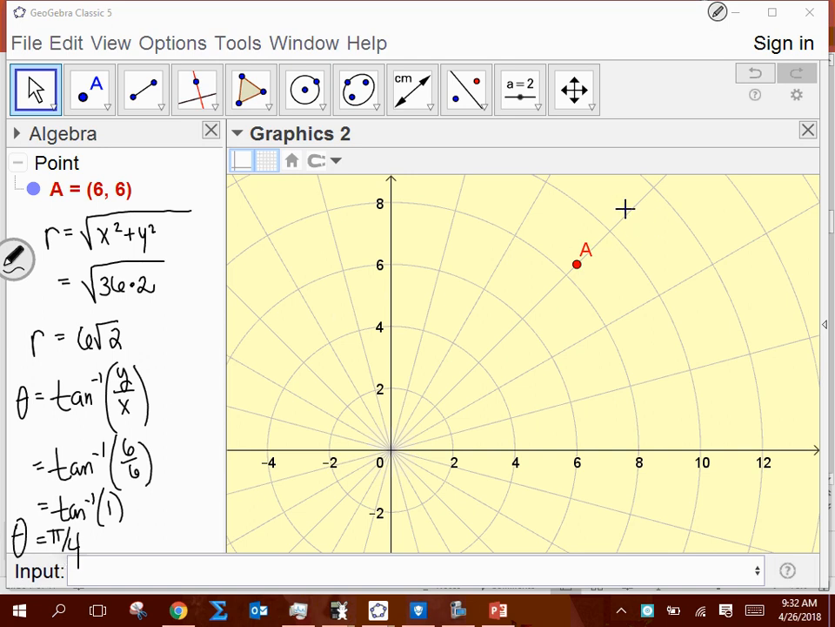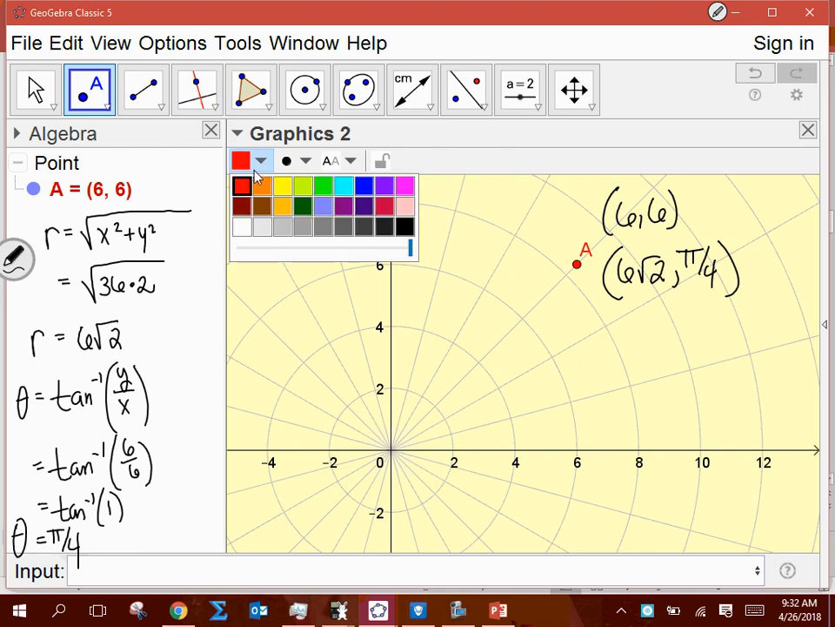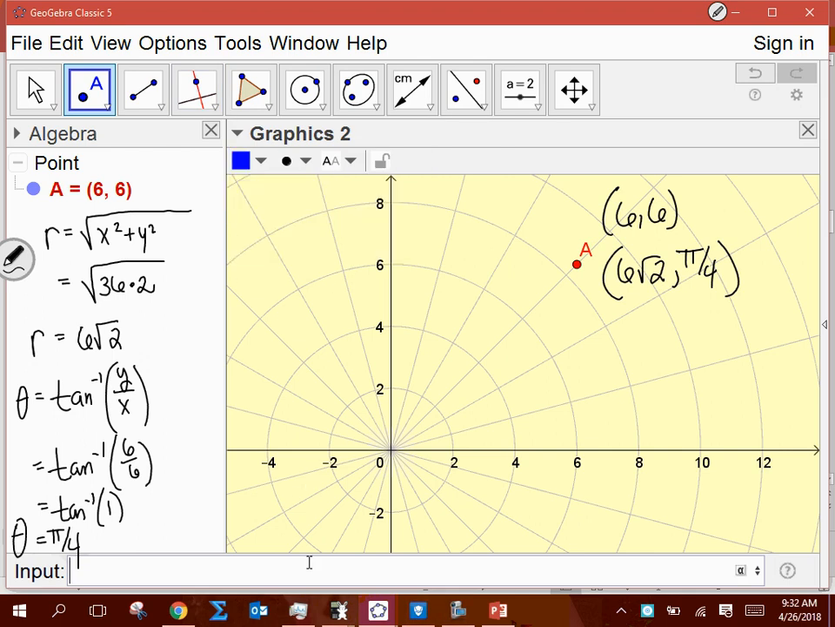So now this point, 6 comma 6 in rectangular format, is 6 radical 2 comma pi over 4 in polar format. And the way we can check that is using GeoGebra. I can type in 6 square root of 2. Now I got to use a semicolon so it knows that I'm talking about polar coordinates here, comma pi divided by 4. Hit enter. Does it give me the same point? Yeah, B is right on top of A there.